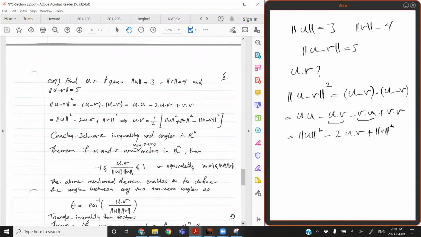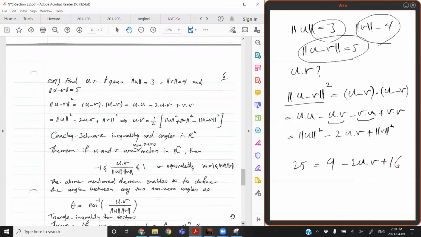Now, since I have everything here, I can just plug in and get the value, yes? So 25, which is the norm of u minus v squared, is equal to the norm of u squared, which is 9, minus 2 u dot v plus the norm of v squared, which is 16. So now I can isolate u dot v. In general, you get this formula. If you isolate u dot v, you get 1 over 2 times the norm of u squared plus the norm of v squared minus the norm of u minus v squared.